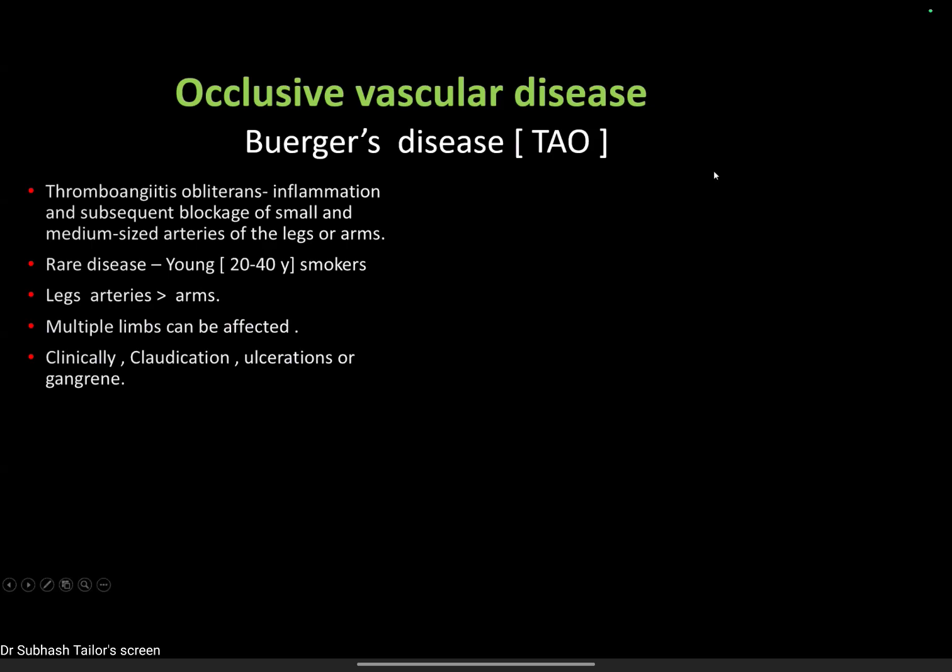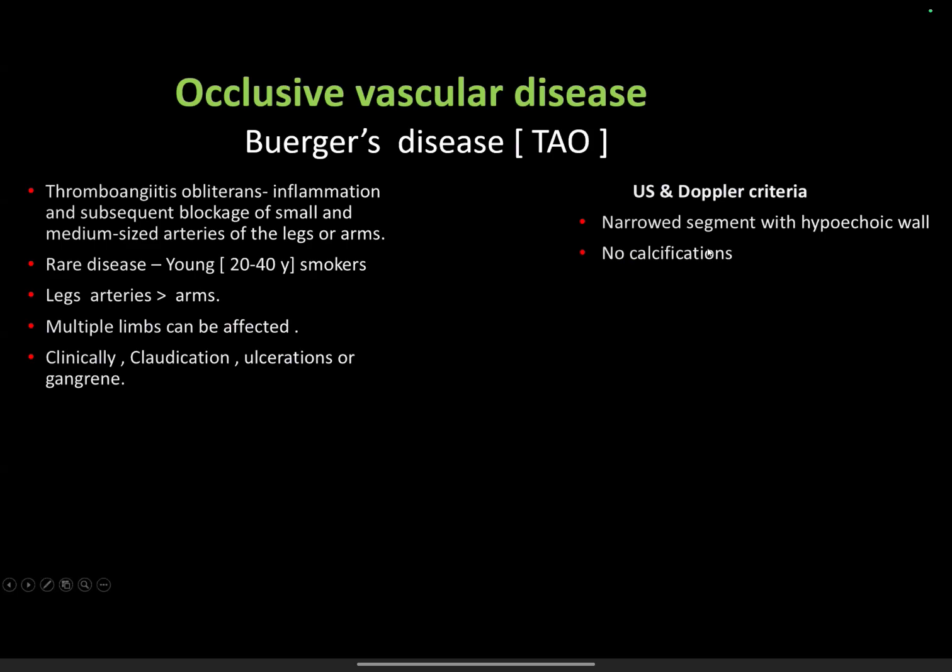changes. On ultrasound, we can see a narrowed segment with hypoechoic wall, typically tram-track like in these cases. No calcification, no atherosclerotic disease. Hypoechoic intraluminal thrombi and corkscrew collaterals are the hallmark of Buerger's disease, because these are the vascular channels maintaining flow because of the occlusion of the smaller segments.